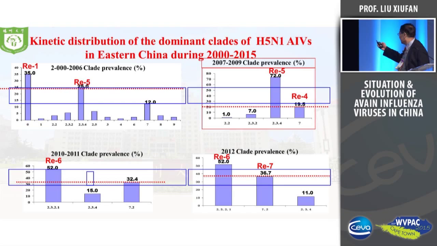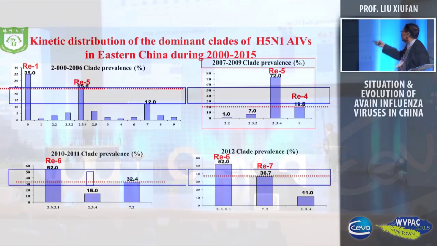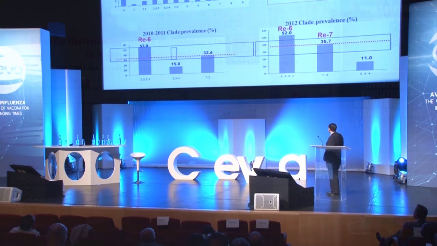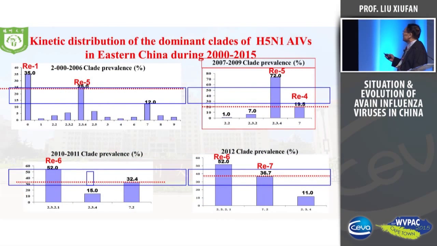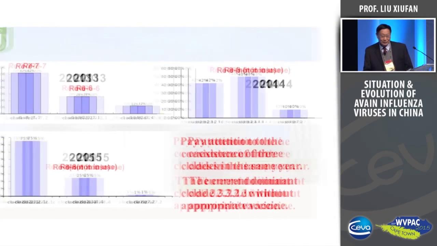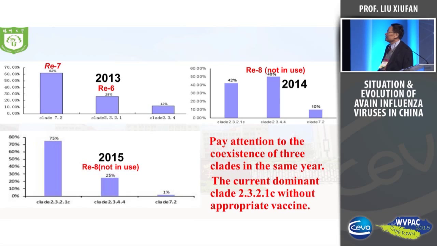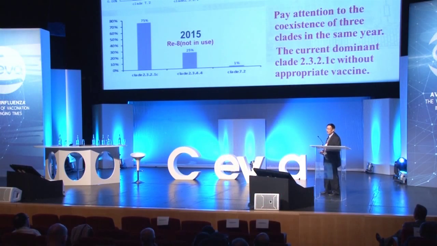This one, clade 2.3.2.1, is prevalent. The matched vaccine strain is RE6. Here in the year 2013, the dominant clade is clade 7.2, and the matched vaccine strain is RE7.